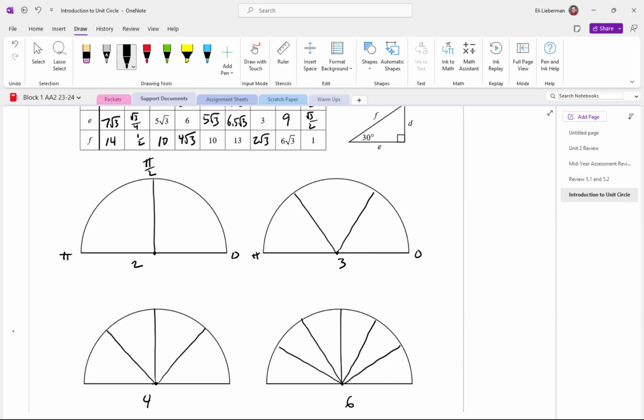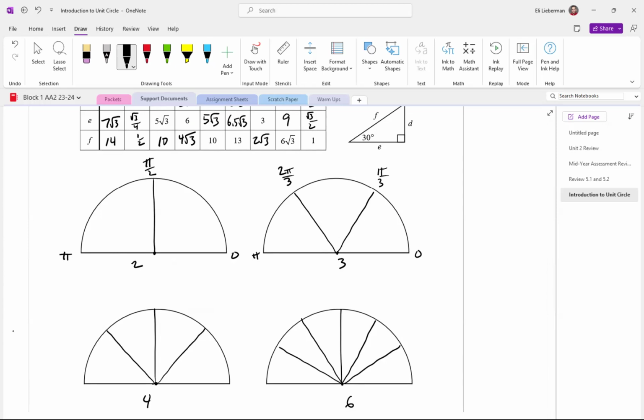What is it? Does it make sense, pi over 3? Without doing any multiplying by pi over 180 or anything like that. This is pi over 3. If that's pi over 3, the next one's going to be, by counting, I hope it makes sense that that's 2 pi over 3. 1 pi over 3, 2 pi over 3, 3 pi over 3. Here's this pi.